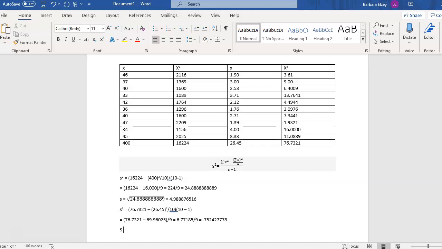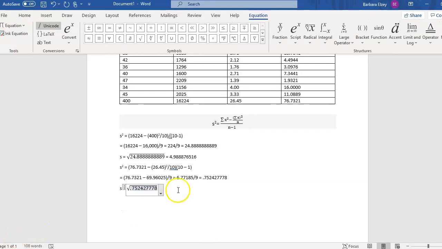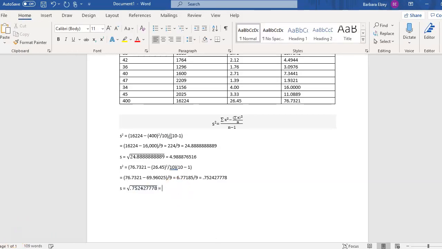Let's get the standard deviation by taking the square root of that. And that answer ends up being 0.86742595. And again, we can round that to whatever our homework is asking for at that point. You'll notice, however, that I didn't round off until I got here.